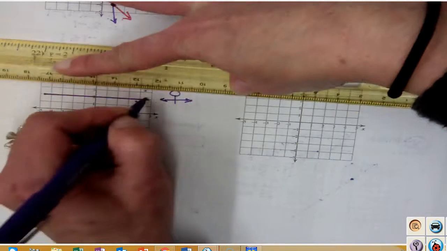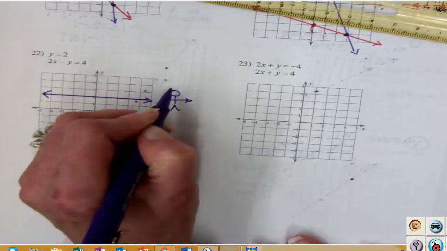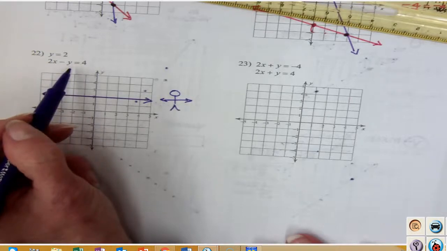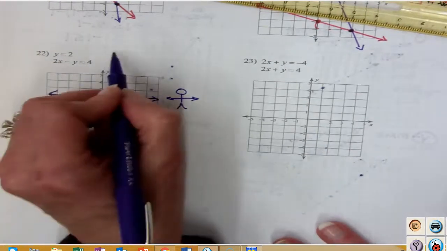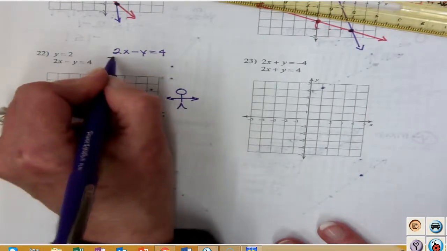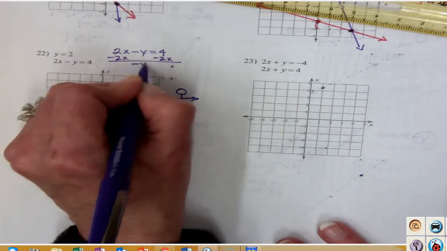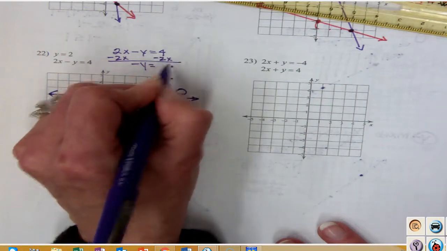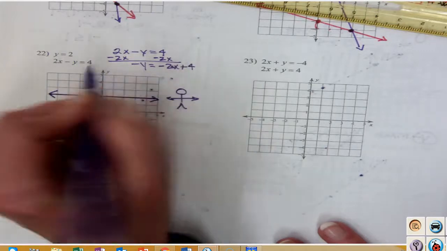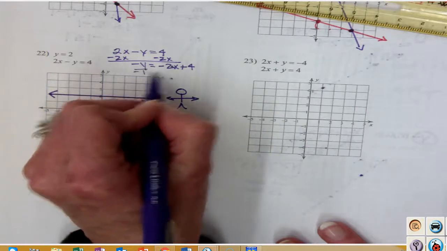Here's my y equals 2. Then this is in standard form, so I need to put it into slope-intercept form. So 2x minus y equals 4. I'm going to subtract 2x from both sides, and I get negative y equals, I cannot combine these two because one's an x and one's a whole number, so negative 2x plus 4, but this has a negative in front of it. So I need to get rid of that negative. I'm going to divide everything by negative 1.